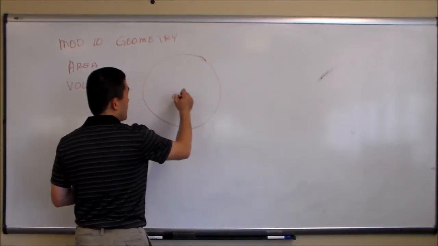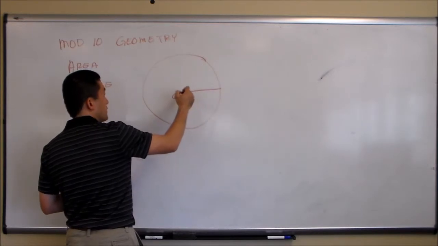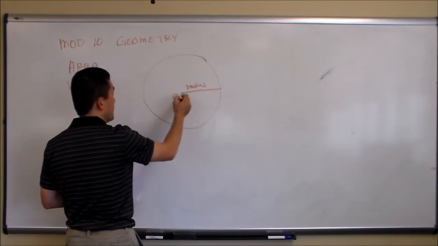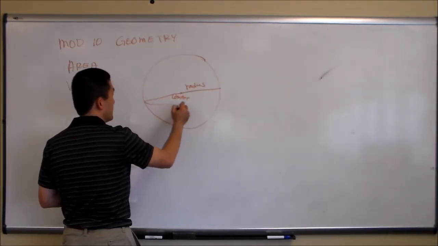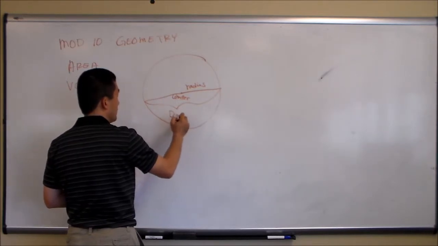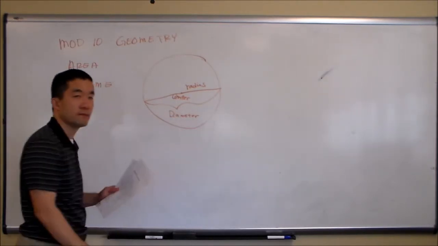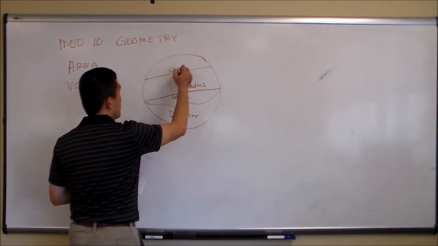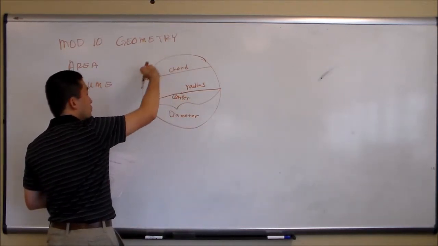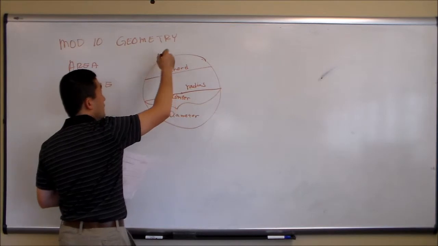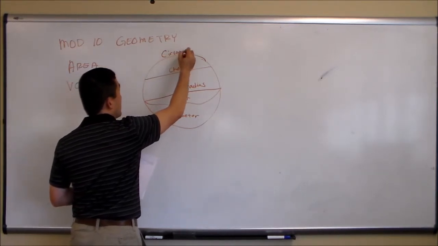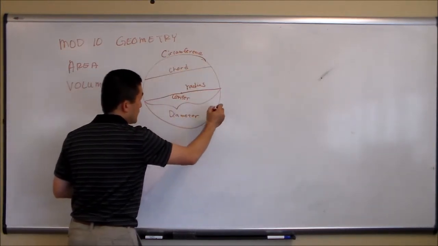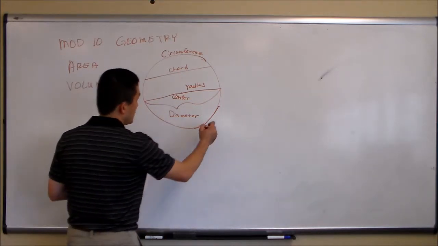The most important part of the circle is this part right here, from the center to the outer edge. It's called a radius. And if you extend it all the way through, that's a diameter. If you don't go through the middle, it's called a chord. The perimeter around the circle, the whole thing around, it's called a circumference. The circumference is all the way around. If it's just a part of it, it's called the arc.